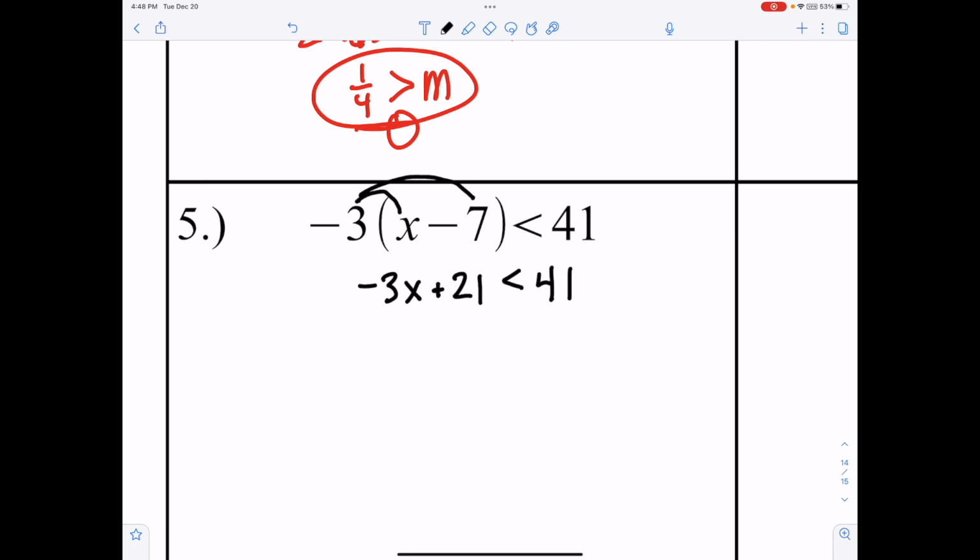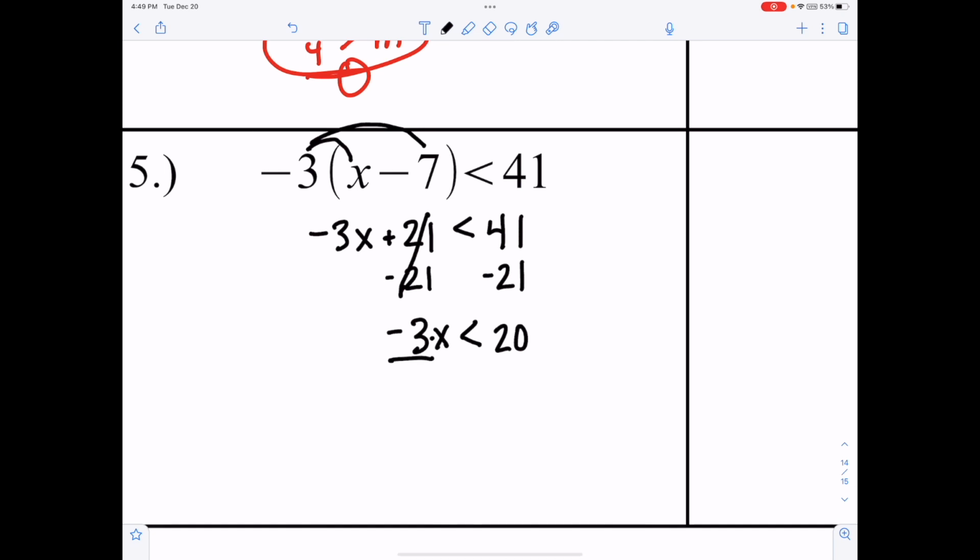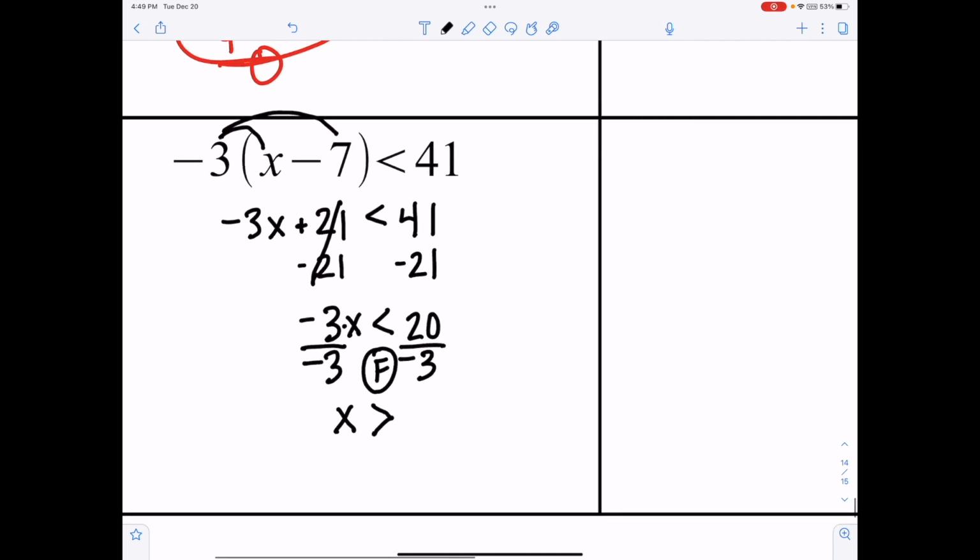Let's go ahead and continue to solve. We're doing backwards order of operations, so minus 21, minus 21. And that creates a 0 pair. We're left with negative 3x is less than 20. And now we have a negative 3 times x, so we're going to divide by negative 3 on both sides. Anytime you're multiplying or dividing by a negative on both sides, we are going to flip the sign. So instead of less than, we have a greater than now, and we have x equals 20 divided by 3.